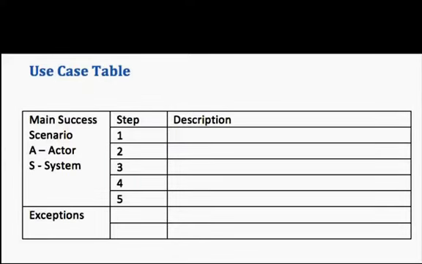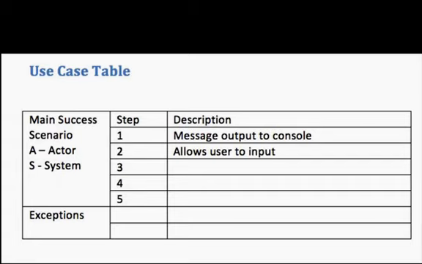The first part of our design we're going to look at is called a use case table, which describes the set of interactions between the actor or the user and the computer system itself in our code. So we're just going to do that for our Hello World program, and the first step in the success scenario here is that a message is output to the console, and that's the console.write line, and then the read line command allows user to input.